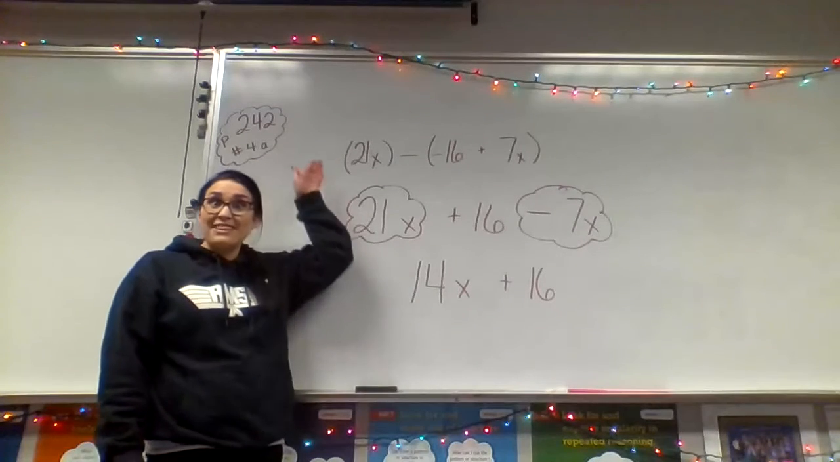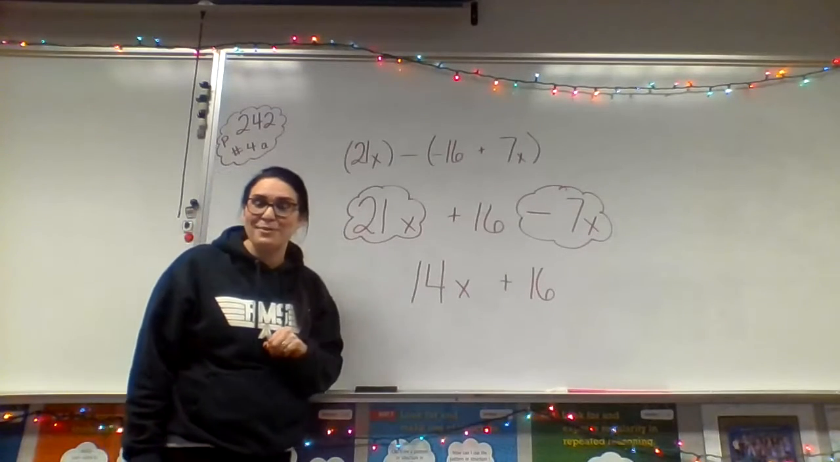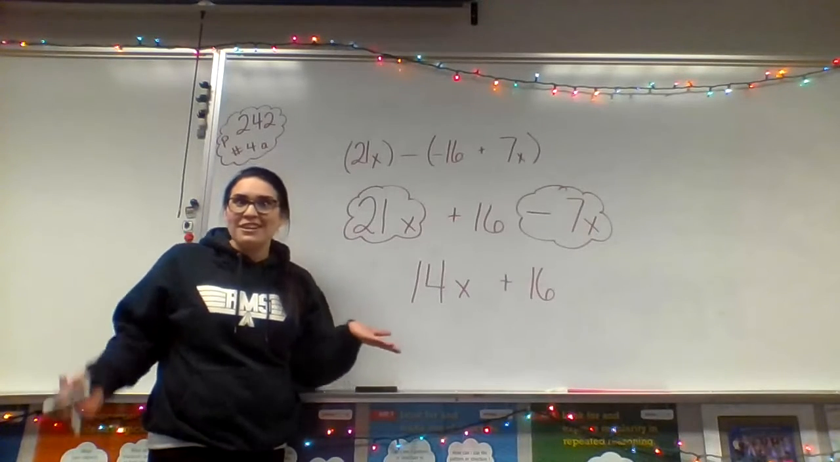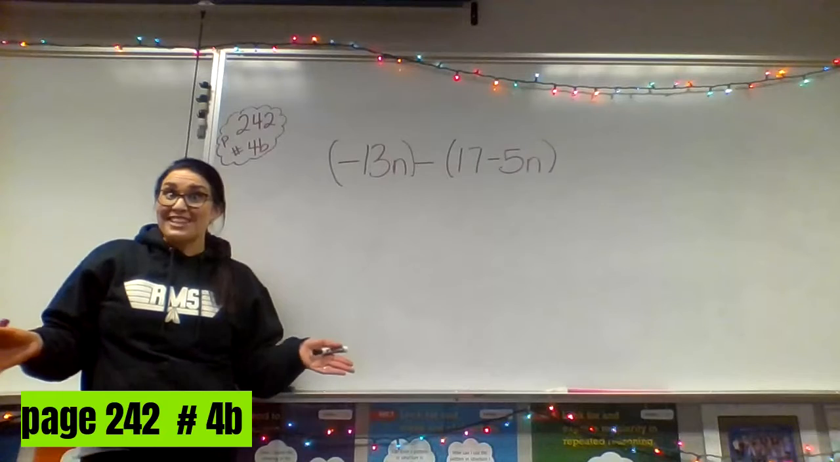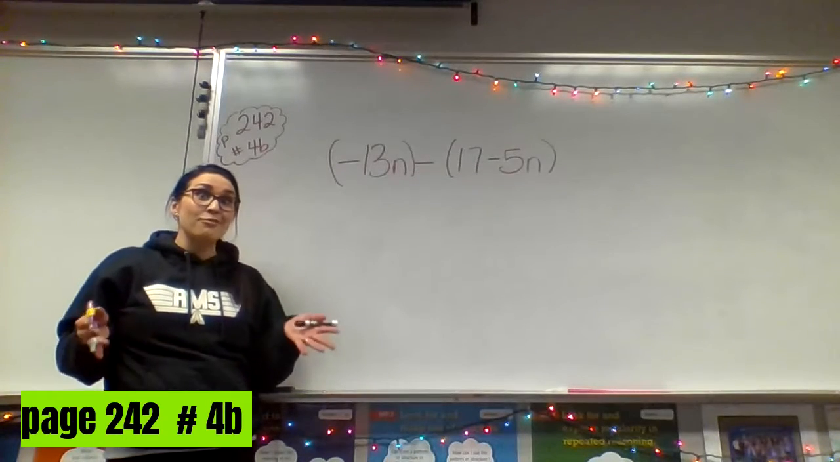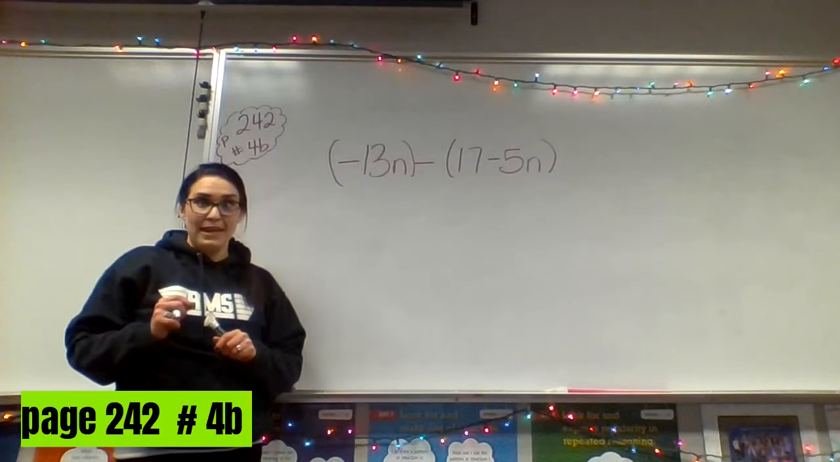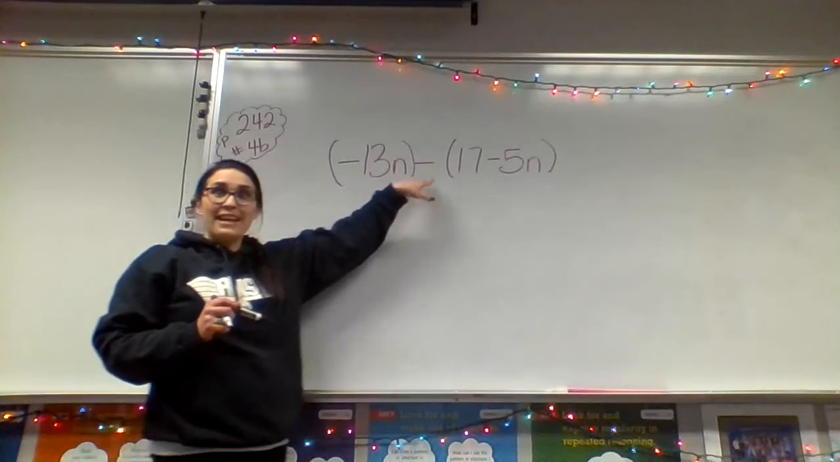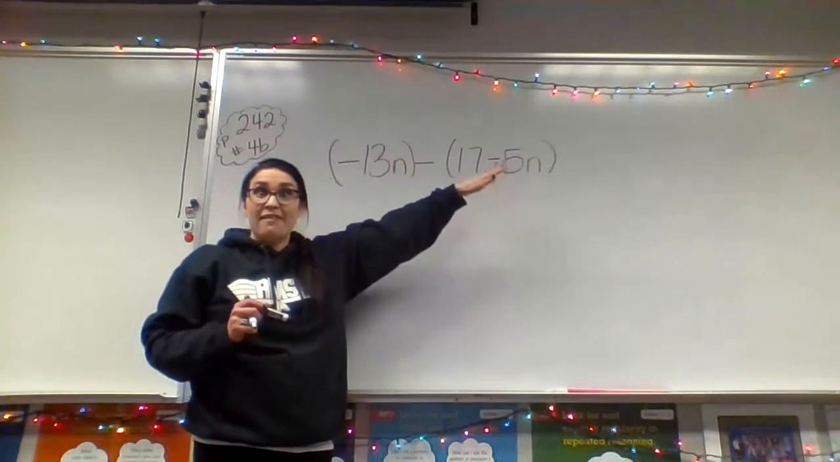Again, my friends, we have never, ever changed the value between these three expressions. All we've done is we've changed the look of it, so now we can solve it. All right, so now we're still going to stay on page 242, and we're looking at number 4 still, but now part B. So in this expression, we have negative 13n minus 17 minus 5n.